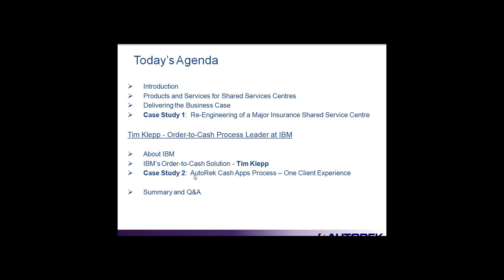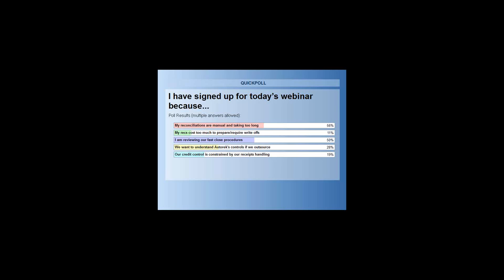Okay. So just over 70% of you answered that poll, and I can share the results with you now. So the vast majority of you actually say that you've signed up because your reconciliations are manual and taking far too long, over 50% of you. Also, half of you say that you're reviewing your fast close procedures.